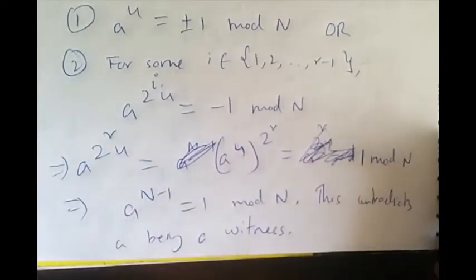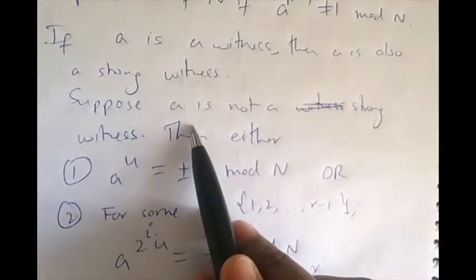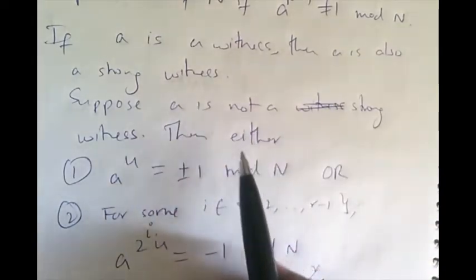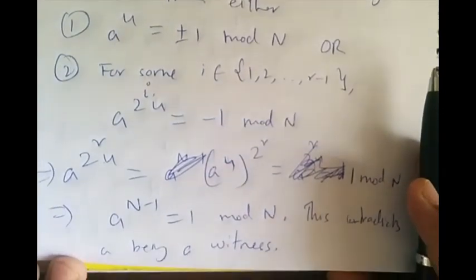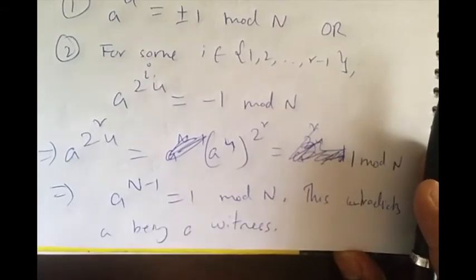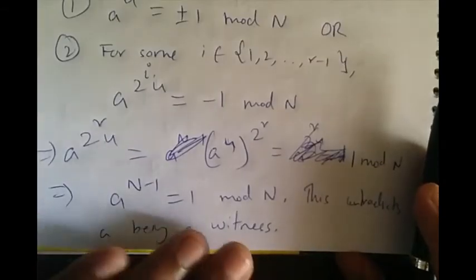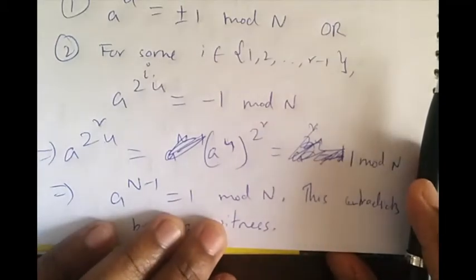So this shows that if a is a witness, then a is also a strong witness. Let's just do it again quickly. Suppose a is not a strong witness, then one of these two has to hold, and then that contradicts a being a witness, because I'm getting a raised to n minus 1 equal to 1 mod n again. But if a is a strong witness, then it may not be true that a is a witness. So there can be more strong witnesses than witnesses.